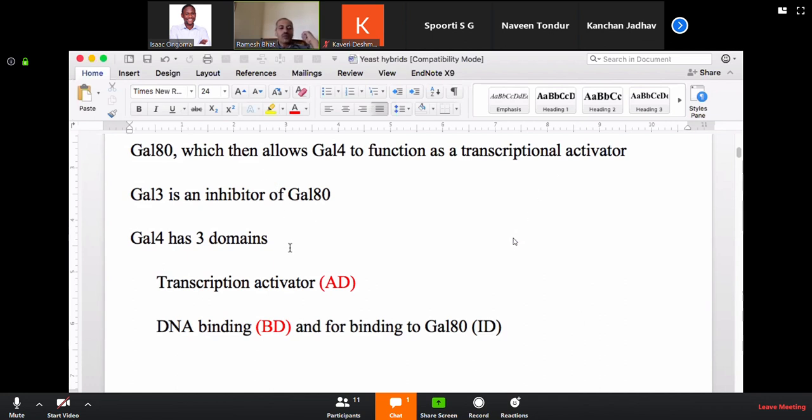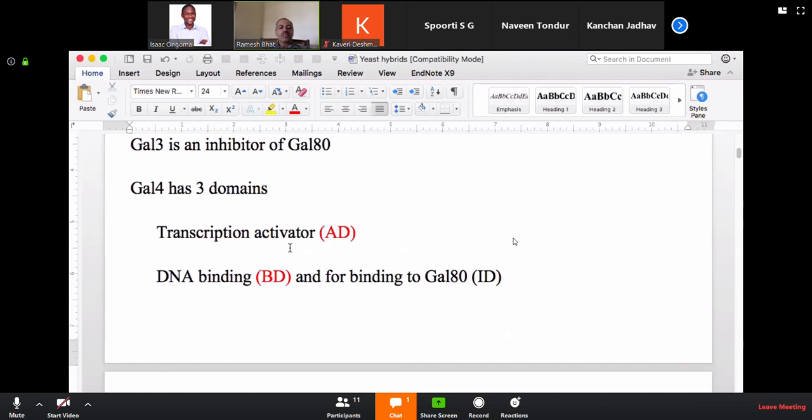And Gal4 has got 3 major domains. One is called a transcription activator, or it is also called the activating domain or activation domain, and briefly it is called AD, and then DNA binding domain. You know the function of DNA binding domain?